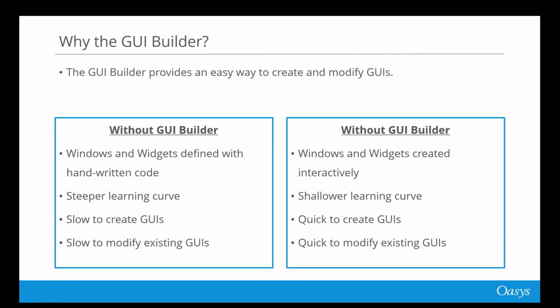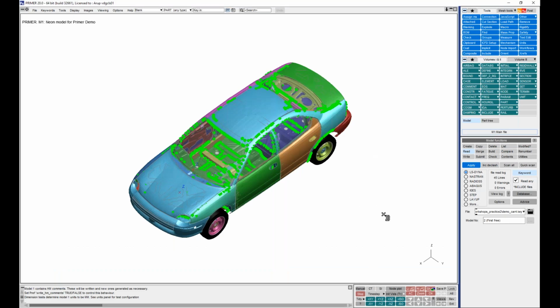So right now, I'm going to get into a summary of a demonstration of what we can do with the GUI Builder. I will now bring up Primer, where I've loaded in a model, and I will take you through the various windows and widget tools within the GUI Builder itself.